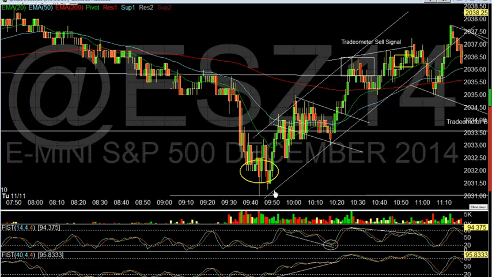All right, well, 9:30 opens up here, and we get a little flush here. And what did we see here? We had a tradeometer setup. We took it off, and it was also a 9:50 reversal. Right at 9:50 is the time frame. Love the 9:50 reversal. And that was a nice trade. We got a nice profit on that.